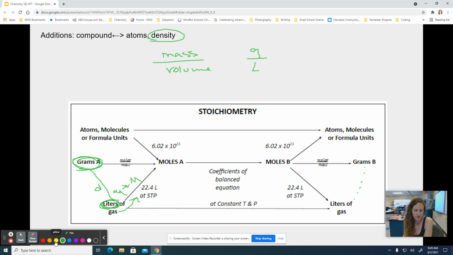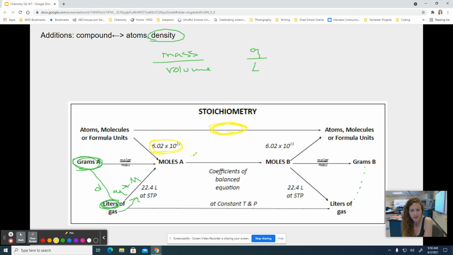Look at all our other conversion factors. We just talked about the conversion factor for this line being the formula. That's easy for us to see, right? All we need is the formula, and we would have the formula if we had a reaction or if we had the name. So in order to know what we're talking about, we have to have the formula, right? The conversion factor here is Avogadro's number.